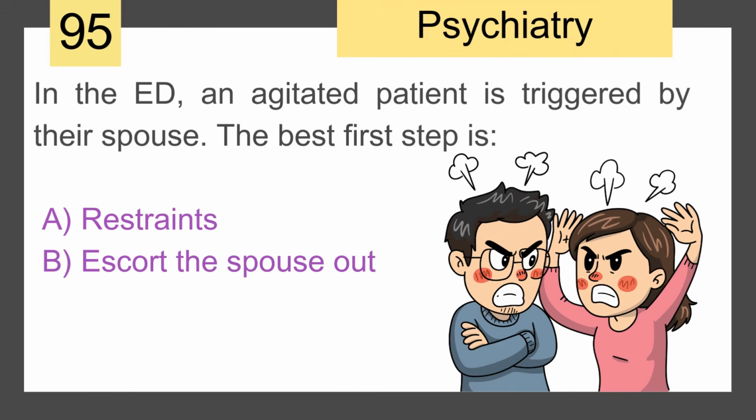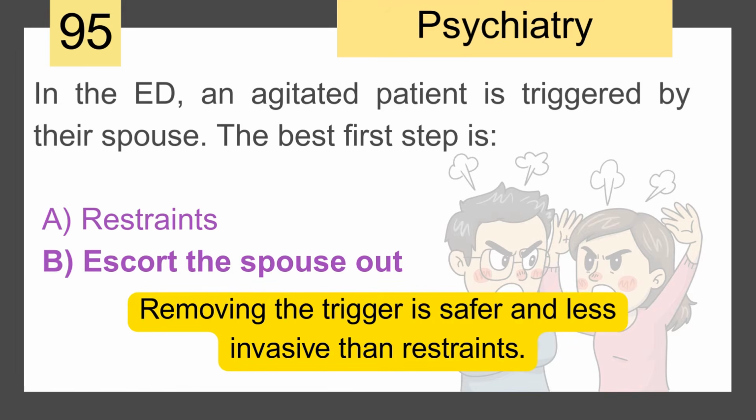Question 95. In the ED, an agitated patient is triggered by their spouse. The first step is escort the spouse out. Before we restrain the patient, we remove the trigger. And here it's the family member.